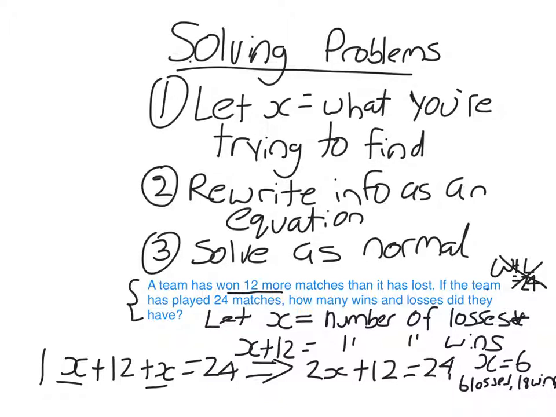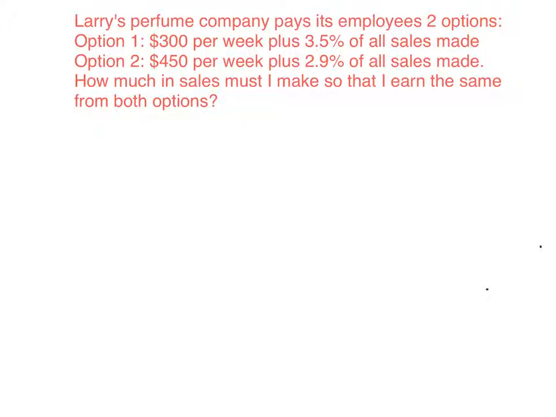All right, I'm now going to do one more question that's quite a bit harder, involving solving problems. All right, so finally we'll try this question here. So Larry's perfume company pays its employees according to one of two options. You can either earn $300 a week plus get 3.5% of all the sales you've made, or earn $450 a week plus earn 2.9% of all sales that you've made.